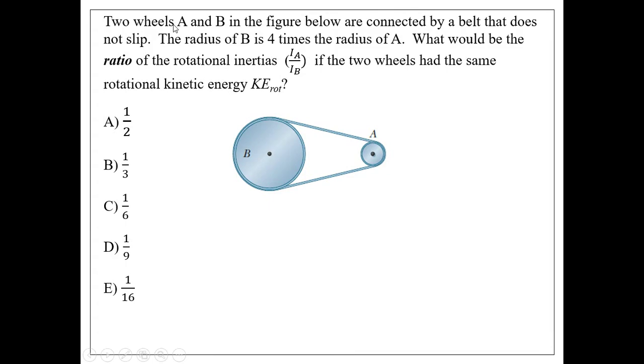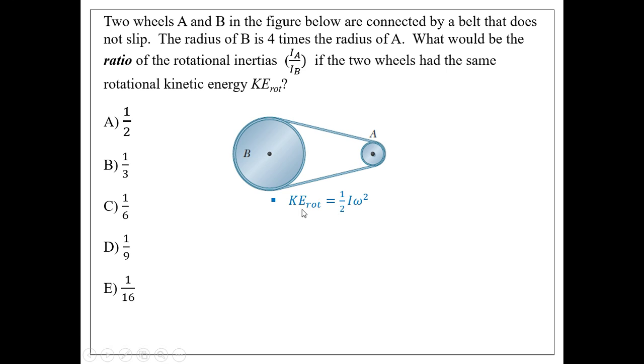This first one says there are two wheels, A and B. Here's the diagram for it. The radius of B is 4 times that of A, and it wants us to find the ratio of IA over IB, the moment of inertia of wheel A relative to the moment of inertia of wheel B. It says that both of these have the same kinetic energy as they spin. All right, so let's go and do it.